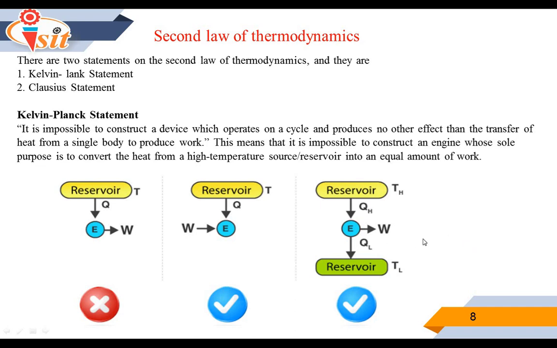As we know, heat Q and work W are two forms of energy. Both follow the SI unit joule and both are interconvertible. This means work can be converted into heat and vice versa. Here work can be fully converted into heat, but heat cannot be fully converted into work. Hence work is called high grade energy and heat is called low grade energy.